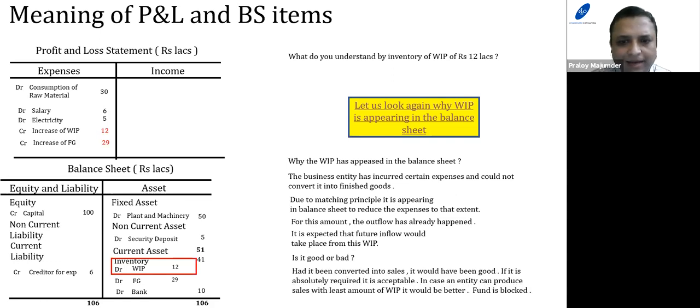Is it good or is it bad? Had it been converted into sales, it would have been definitely good. If it is absolutely required to keep WIP for smoothness of the production process, then it is good or acceptable. In case an entity can produce sales with the least amount of WIP, it is better. So the fund is blocked. So what is the conclusion? If the company could have avoided WIP, that would have been better. If the company is not able to avoid it, it has to minimize it. WIP is nothing but the fund is blocked.